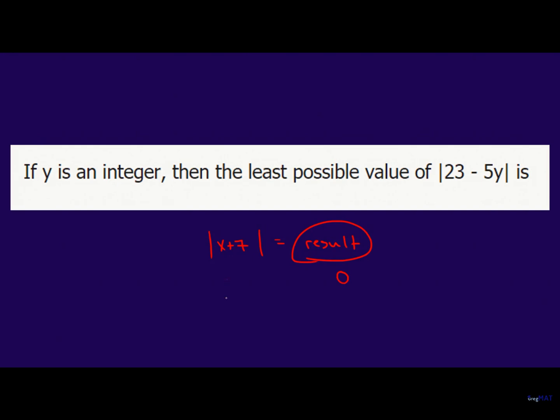So it would be -7. Exactly. That's what I was asking you. So what would y have to be to minimize this result to the lowest possible value, to 0? So it would need to equal 23, right? 23, yeah. 5y would have to equal 23, which means y equals 23 over 5.